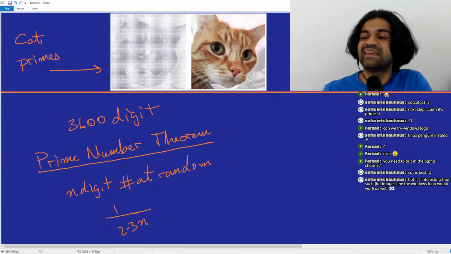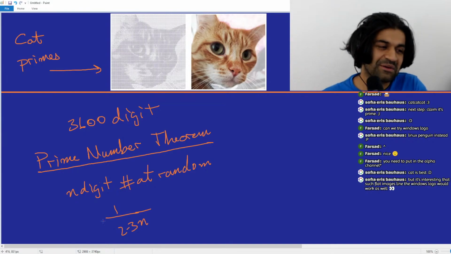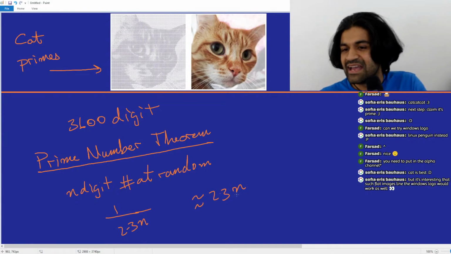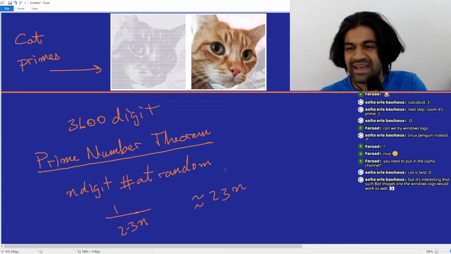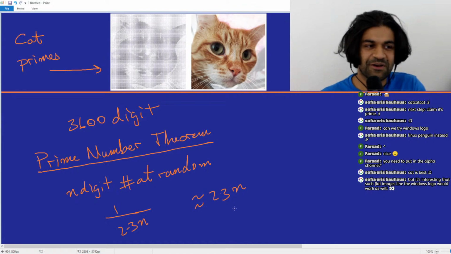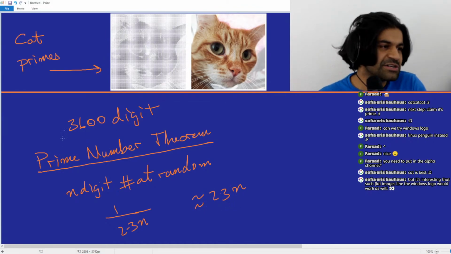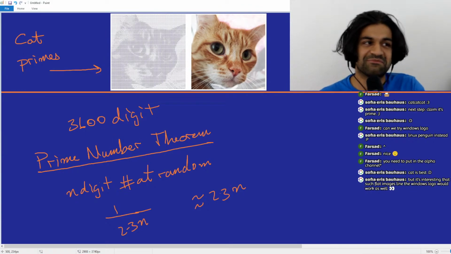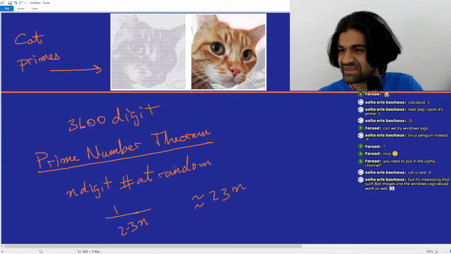Which means, how many guesses will it take? How many n-digit guesses will it take before I find a prime number? Well, approximately 2.3 times n. It should take me about this many guesses, maybe a little less, maybe a little more, to find a prime number. So, in under 10,000 guesses, I should be able to find a prime number close to my starting digit.